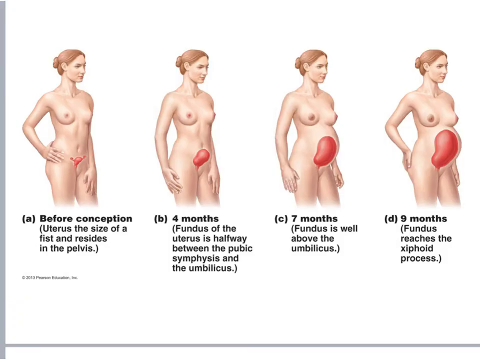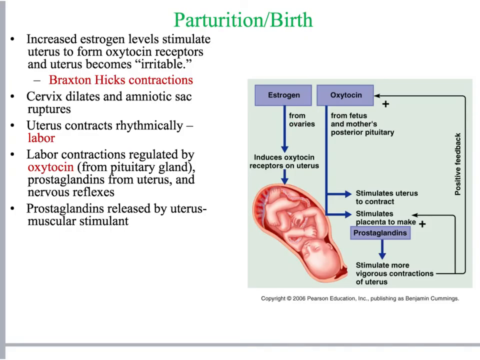Here's just another image from your textbook showing what the uterus looks like before conception. And then, of course, at 9 months, where we have the fundus of the uterus butting up against the xiphoid process, people, the xiphoid process. Now, parturition or birth is a complicated process, and so a fetus largely determines its own birth date, and several events and hormones interlock to trigger labor.